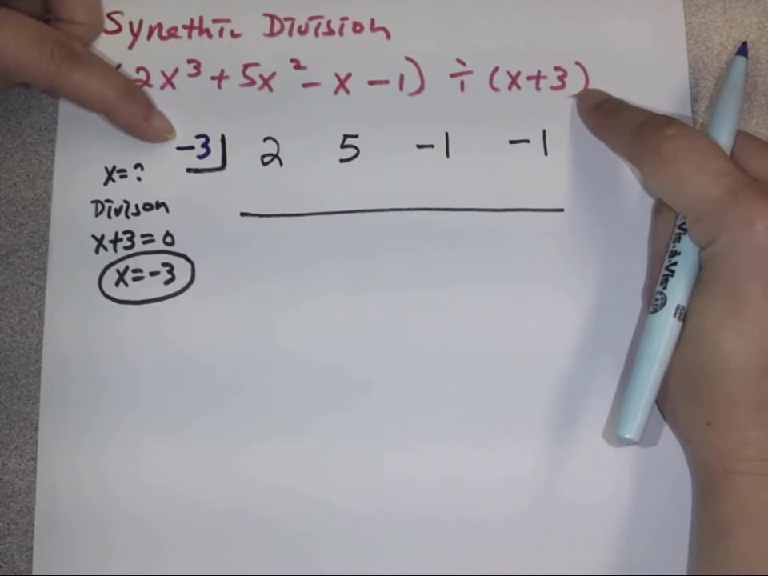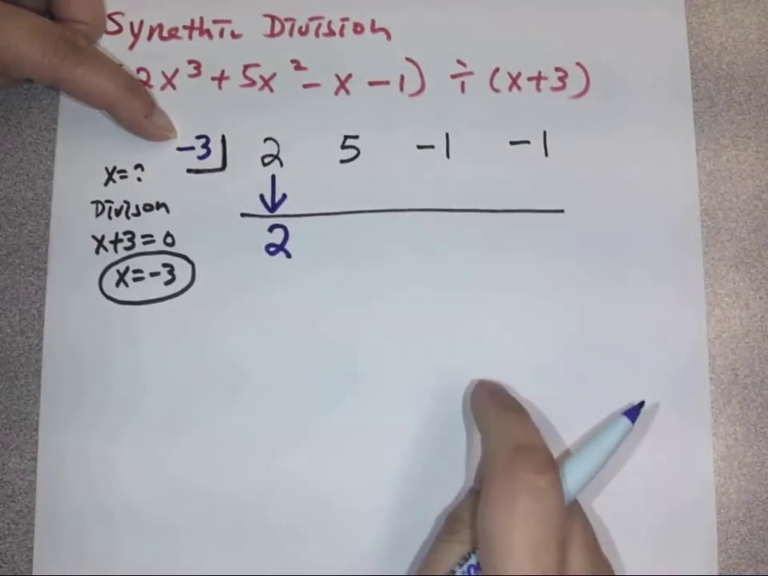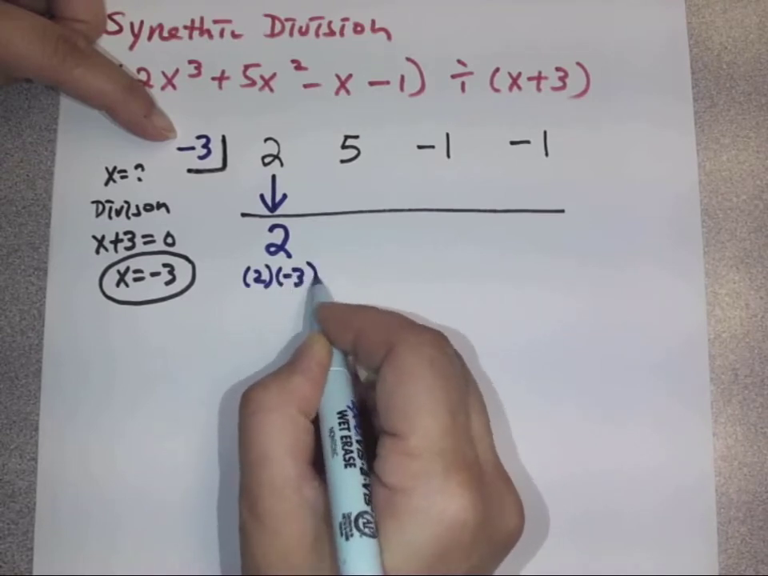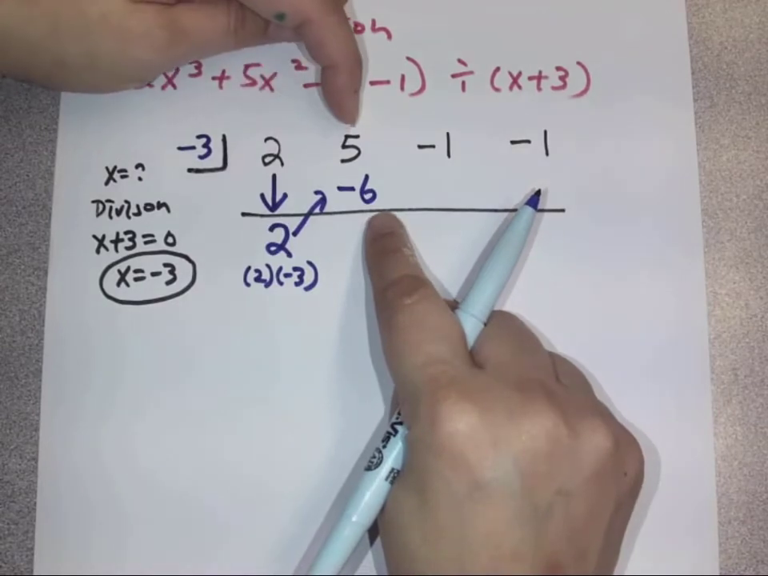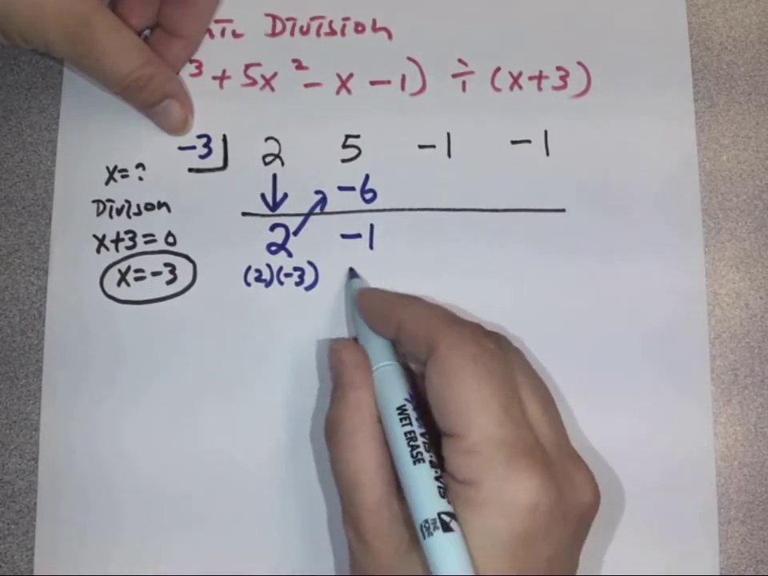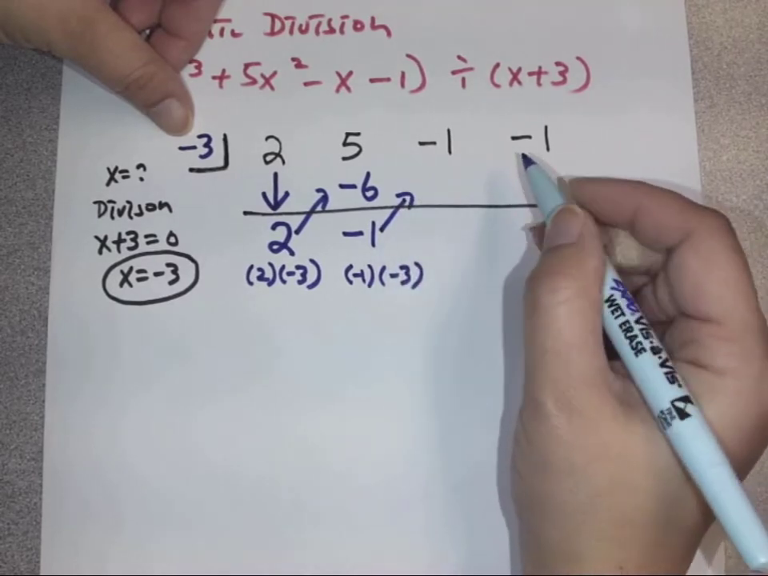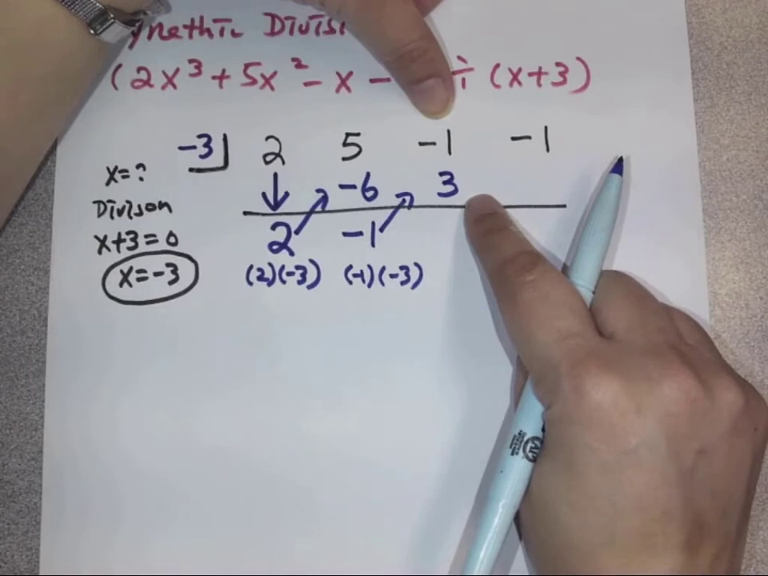Okay? So this is a little bit weird. So we will do some more examples next time. But first you pull down the 2. And then you multiply these two numbers. 2 times negative 3. What do we get? Negative 6. Plus the 5 is negative 1. So these two need to multiply together. Negative 1 times a negative 3, we will get 3.